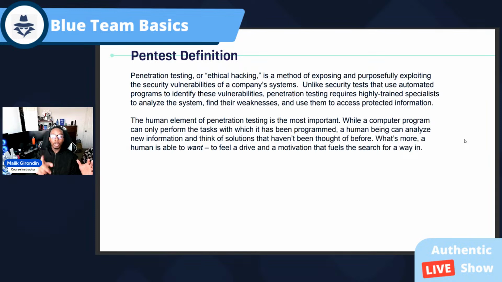Now, the reason I like this definition is because a lot of people think, oh, I'm going to run a Nessus scan, an automatic scan. Cool, I'm a pen tester. No. That's why I like this definition, because it says highly trained specialists. They're going to think outside the box. If Nessus could have found this, there must be other ways I could get this information.